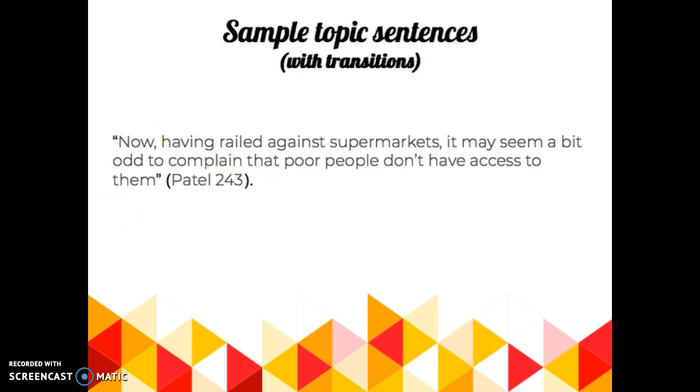What that means is that we talked about something, now we're talking about something else. So what did we talk about first in the previous paragraph? We railed against supermarkets. What are we talking about now? Now we're going to complain that poor people don't have access to them. And he's actually telling us, yeah, I can see that it might seem weird to do so. I acknowledge that there might be people who think this is a kind of problematic thing to argue. I can see that. And he's kind of qualifying his statement, making us sure that he's aware of how problematic it sounds, but he probably has a good reason for doing it anyway.